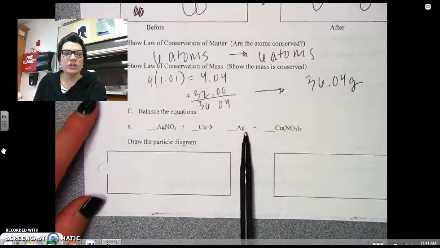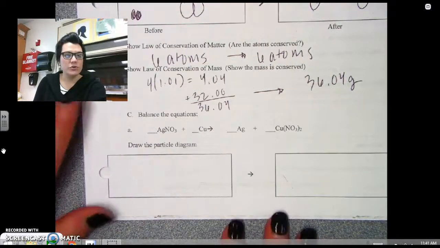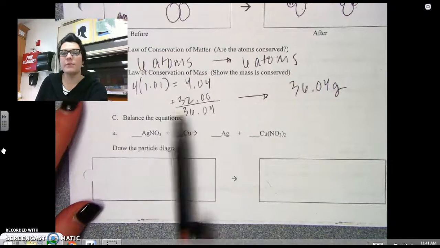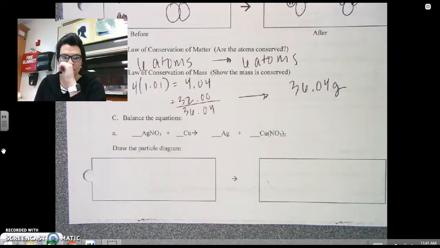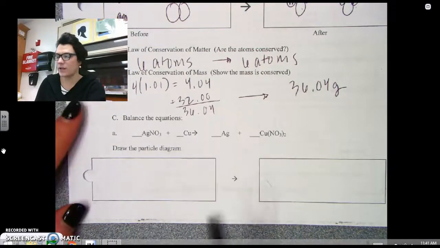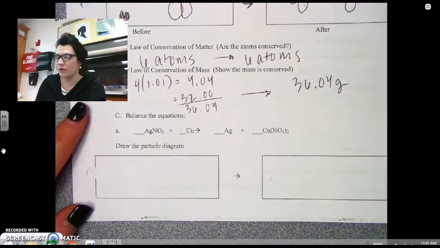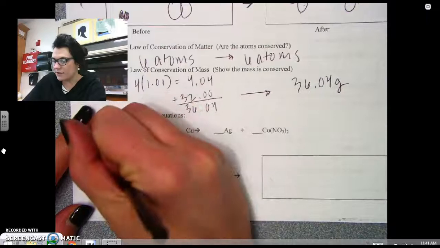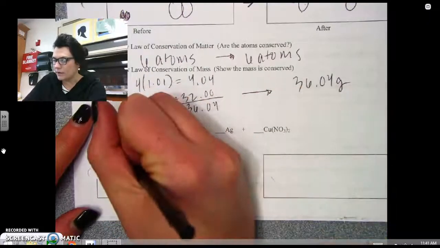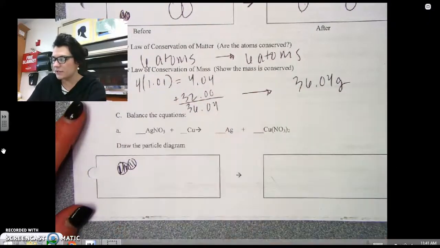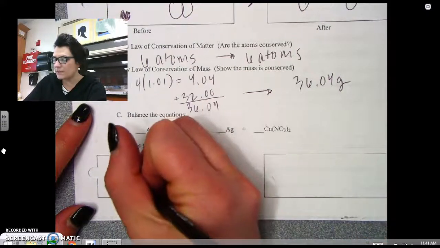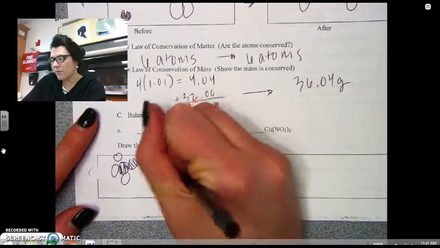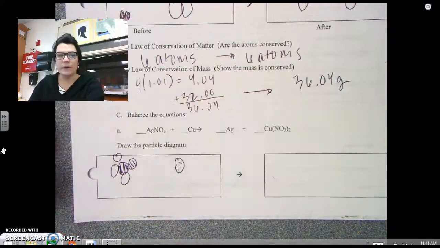Copper and silver show up by themselves, so we're going to do those guys last. I'm going to start with nitrogen and move left to right. First things first, let's draw a picture to see what's going on. Let's use this guy for silver, this for nitrogen, and then we'll do the empty guys: 1, 2, 3, 4 oxygen, and then that's copper.